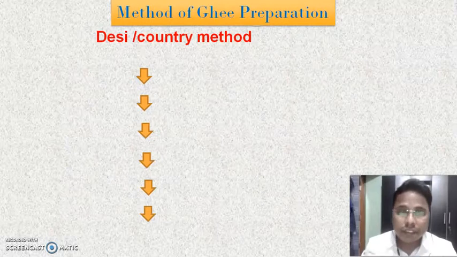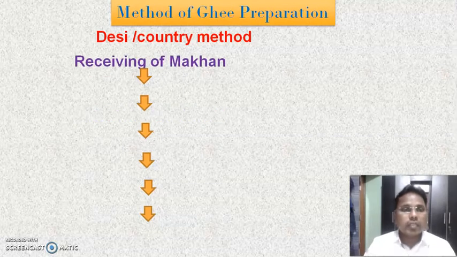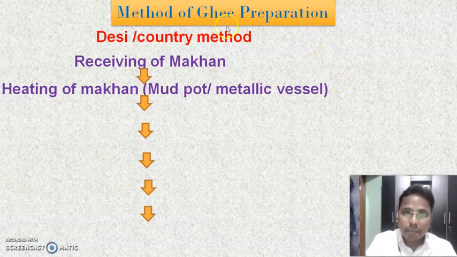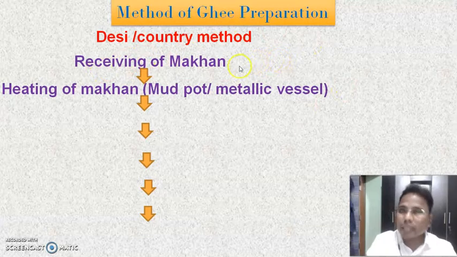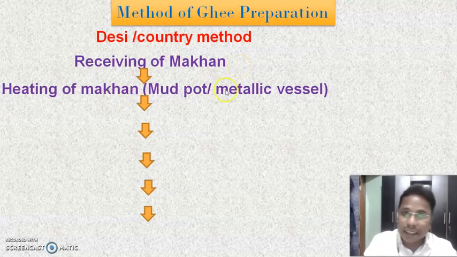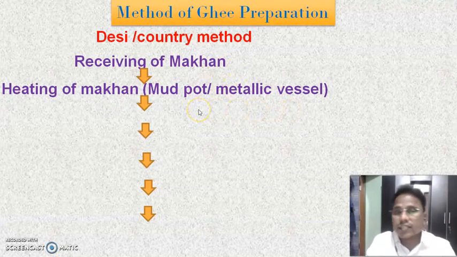Now we are going to learn in detail about the Desi or country method. The first step is the receiving of makhan, and in the previous lecture we have already seen how makhan is prepared. The next step is the heating of the makhan. The good quality or accumulated makhan is taken into a mud pot or metallic vessel and heated in these vessels.